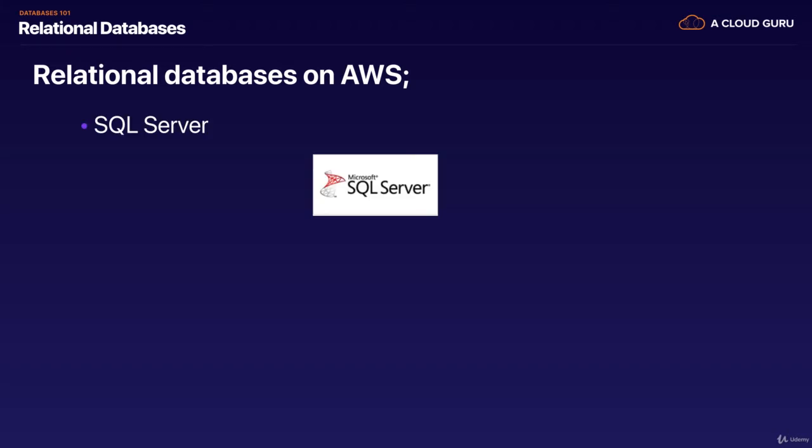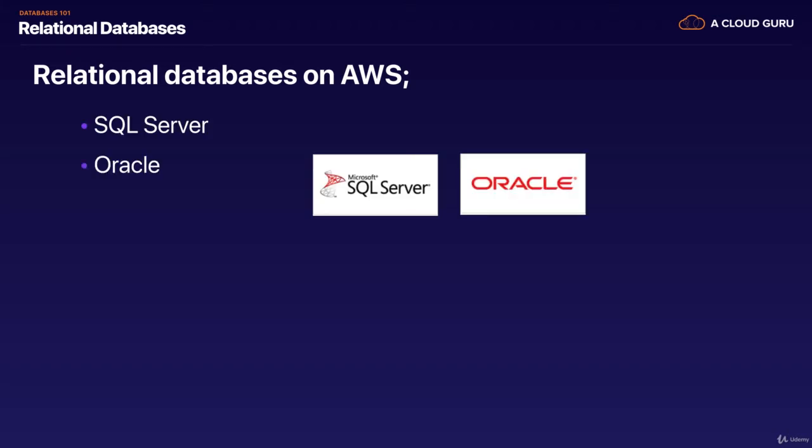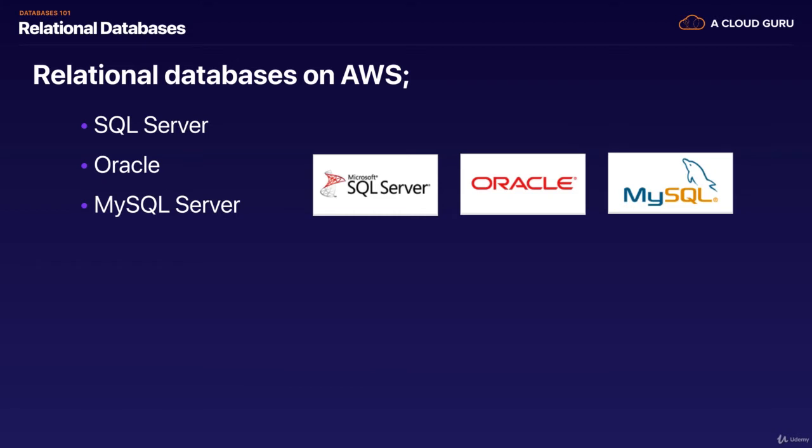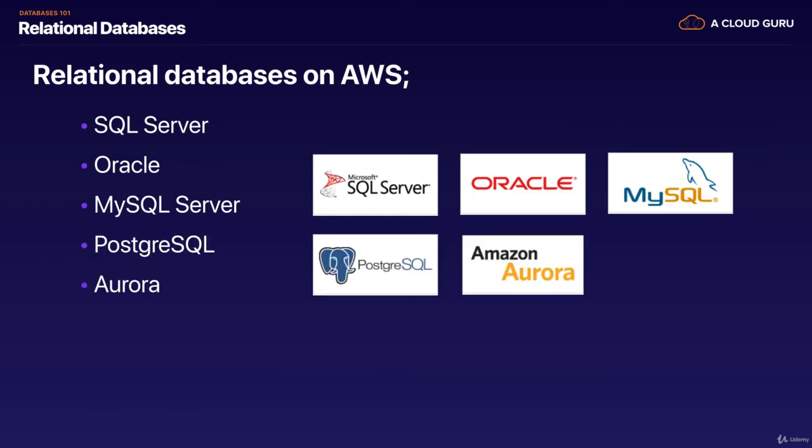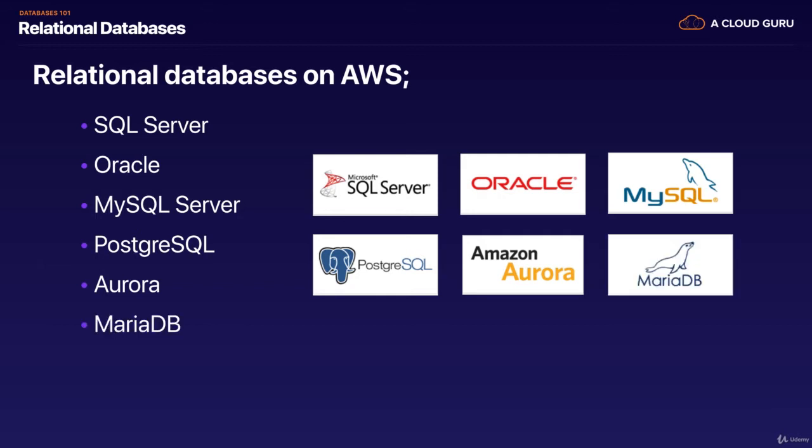Databases on AWS come in 6 different flavors. We've got Microsoft SQL Server, Oracle, MySQL Server, PostgreSQL, Aurora, which is Amazon's own proprietary database, and we also have MariaDB. So these are the 6 different relational databases on AWS. Now the one that we'll be using in this course will be MySQL, and the reason for that is we're going to be using WordPress to do an installation, and we'll look at doing that in the very next lecture.